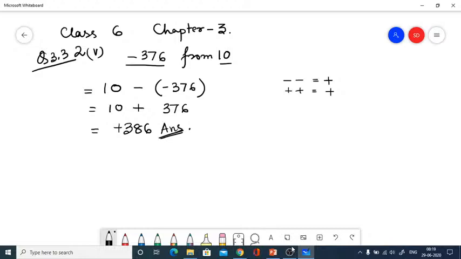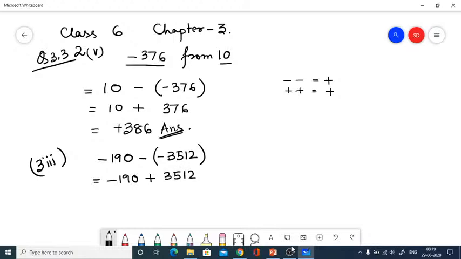Next we move on to question number 3 subpart 3. Three subpart 3 is giving evaluate the following. Evaluate means just find out, simplify and give the final answer. 3512 minus of minus 190. Again minus minus will become plus, 3512 plus 190. Then you have to do the subtraction in the rough column.